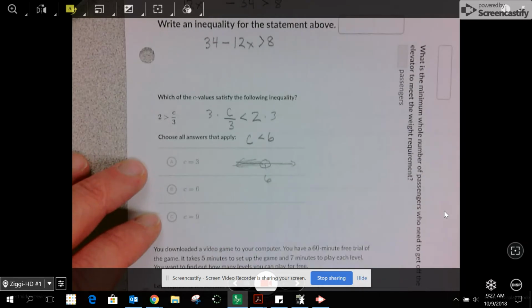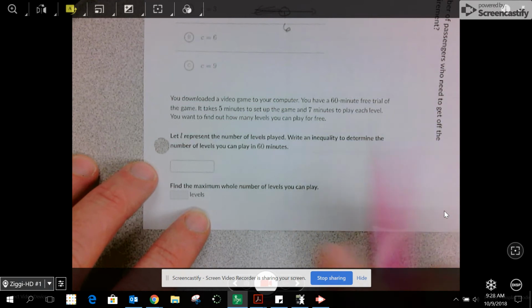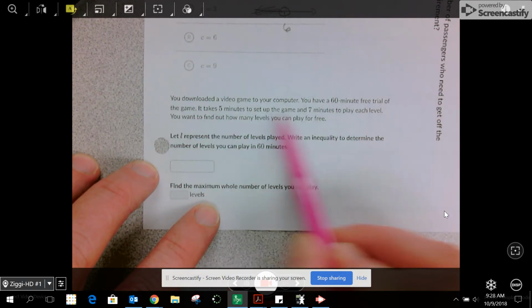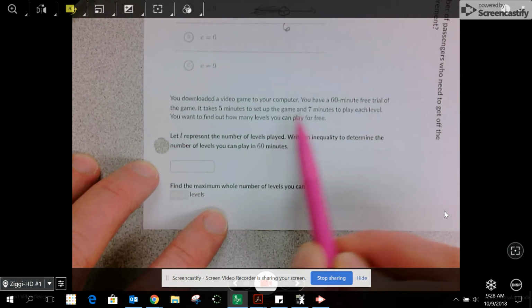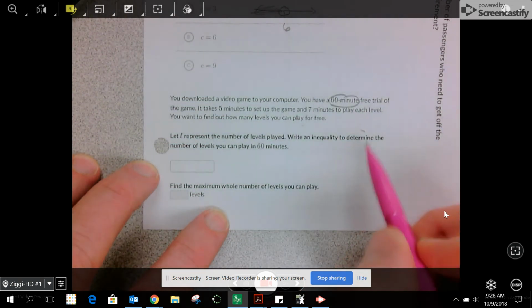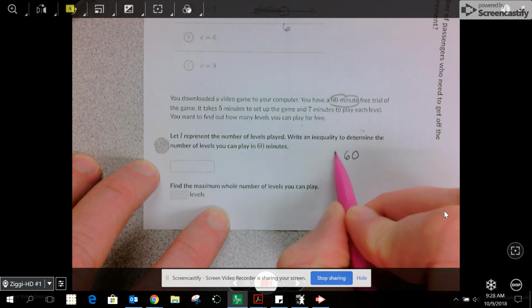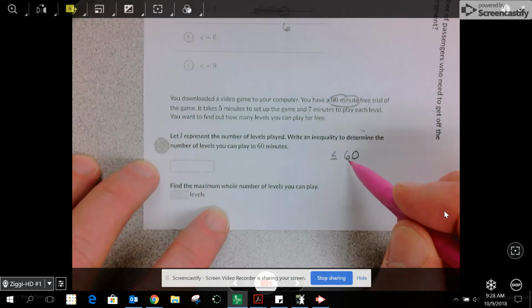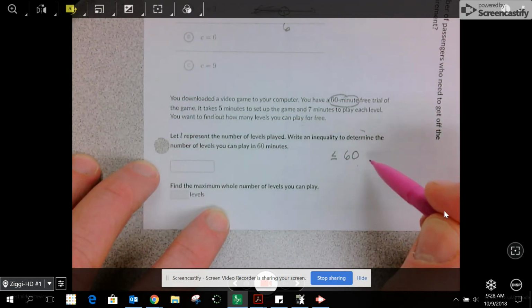More video games. You download a video game to your computer. You have a 60-minute free trial of the game. It takes 5 minutes to set up and 7 minutes to play each level. How many levels can you play for free? So basically, this is your total. You have 60 minutes to play. So our key is less than or equal to, because we can play right up to 60, including 60, not more than 60. So you have 5 minutes for setup, and you get 7 minutes for each level.